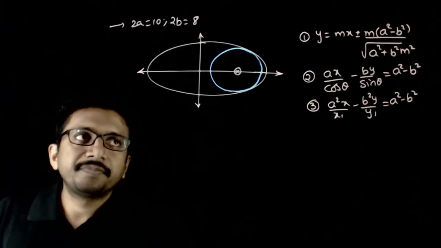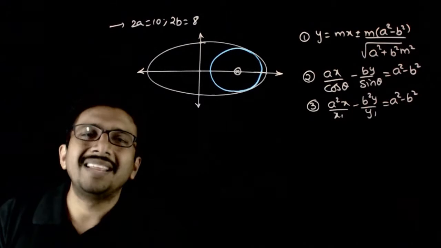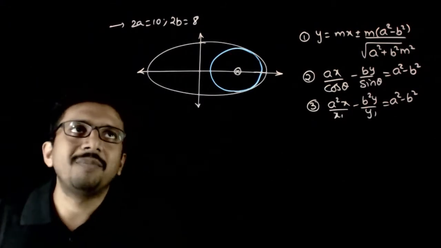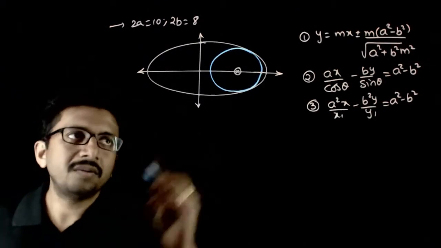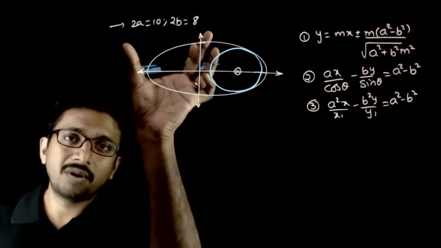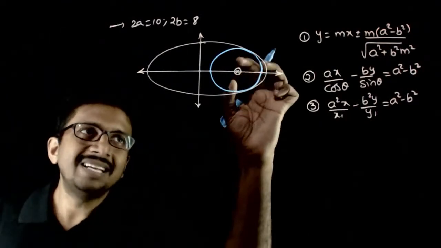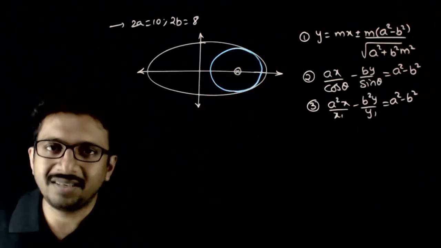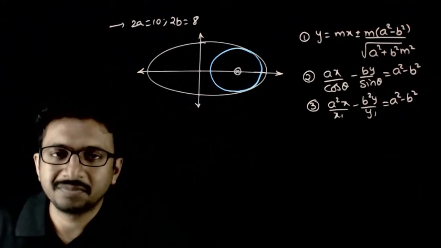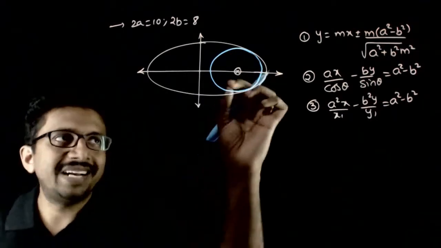So welcome students. In this question, given that you have an ellipse with length of major axis 10 and the length of minor axis 8 units, and a circle is drawn with one of the foci of the ellipse as center, such that the circle just touches the ellipse and the circle completely lies inside the ellipse. In that case, what is the radius of this circle?